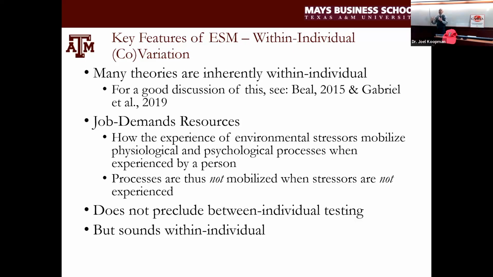But very briefly, look at something like the job demands resources model. This is a theory about how the experience of some environmental stressors mobilize various physiological and psychological processes when they are experienced. So the implication is that if they're not experienced, then those processes are not mobilized. That's within individual, okay? Now, it does not preclude tests of this theory at the between individual level. Probably most tests of this theory have been at the between individual level. The same would go for conservation of resources, social exchange, all these theories.